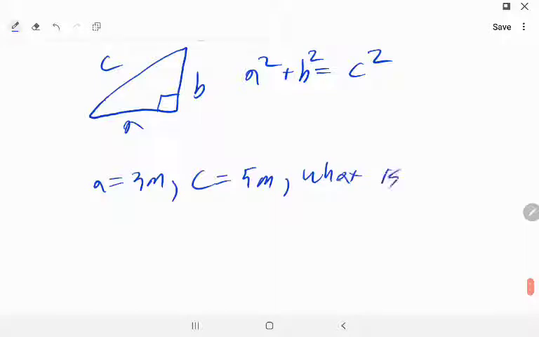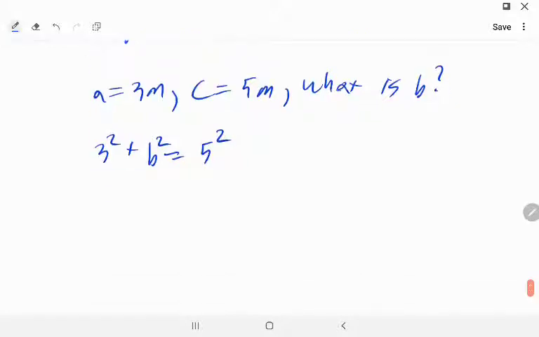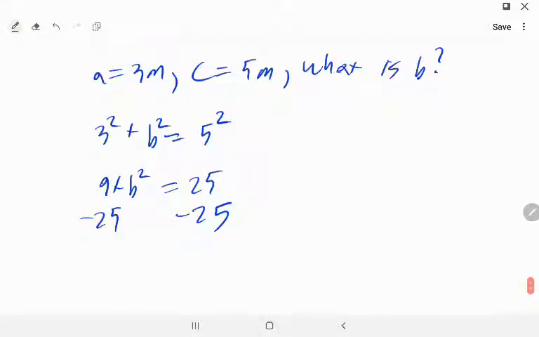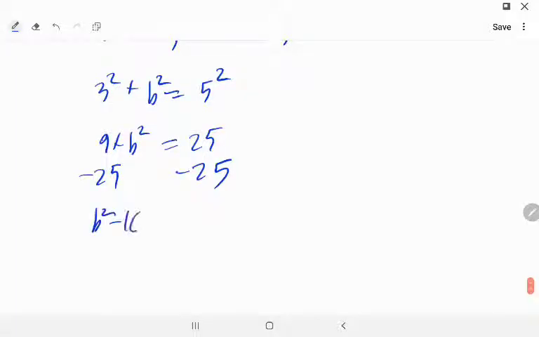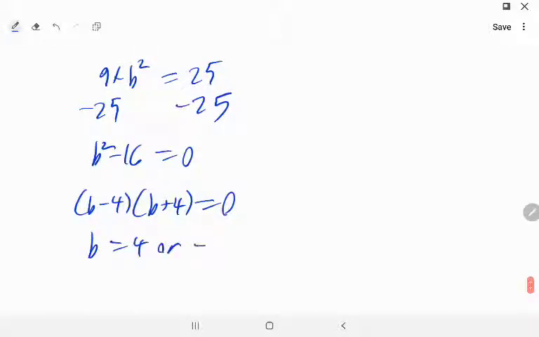What is B? And we notice if we take 3 squared plus B squared equal to 5 squared, this ends up being a really easy one, because we can say 9 plus B squared equals 25. Subtract 25, make sure it's an actual 5 and not a squiggle, subtract 25 from both sides, we wind up getting B squared minus 16 equals 0, so we get B minus 4 times the quantity B plus 4 equals 0, and so we get B is 4 or negative 4.